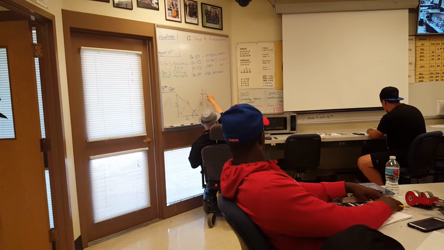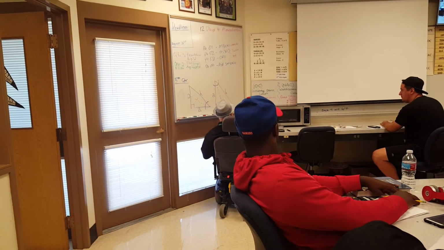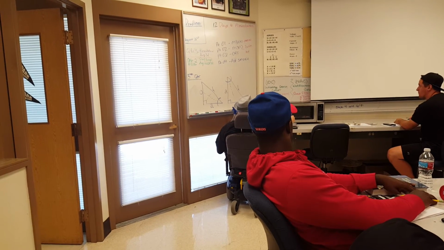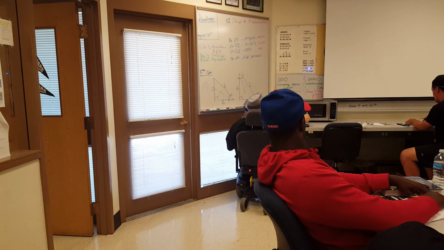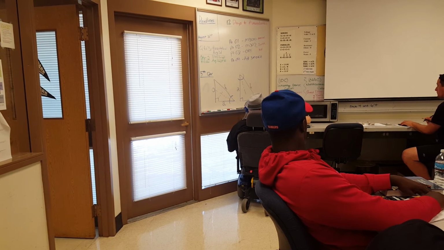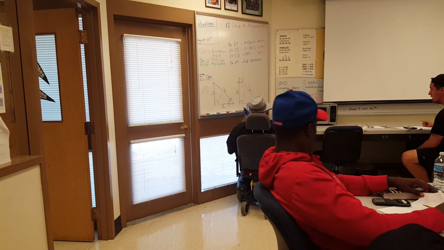O is the opposite of the angle I'm talking about, and A is the adjacent to the angle I'm talking about. And then I can use this relationship right here to solve any problem. And if I want to find a side, I use the first function. And if I want to find an angle, I use the second function. Just as easy as that. That's how easy it is.